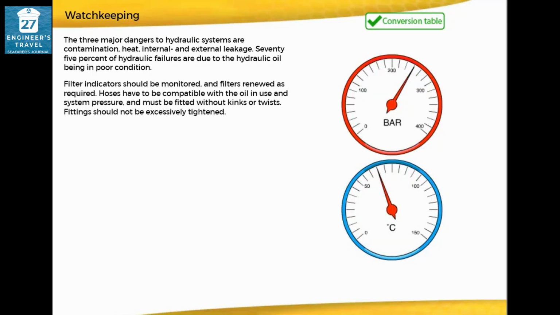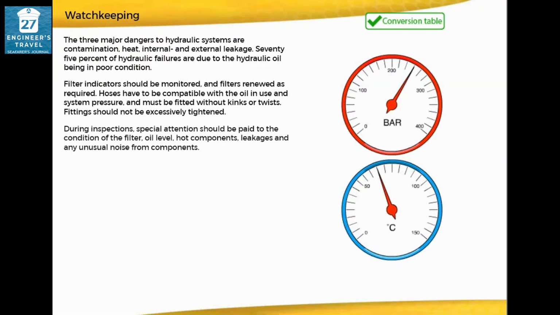Filter indicators should be monitored and filters renewed as required. Hoses have to be compatible with the oil in use and system pressure, and must be fitted without kinks or twists. Fittings should not be excessively tightened. During inspections, special attention should be paid to the condition of the filter, oil level, hot components, leakages, and any unusual noise from components.